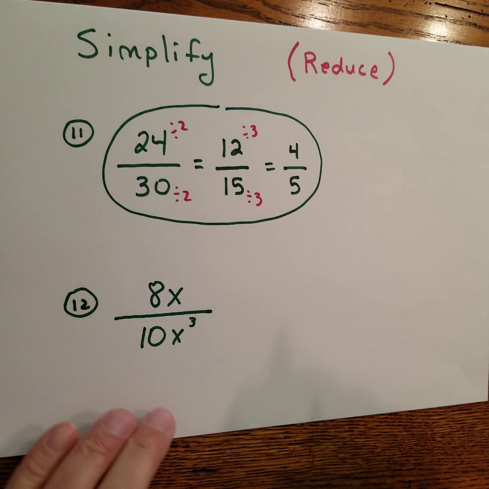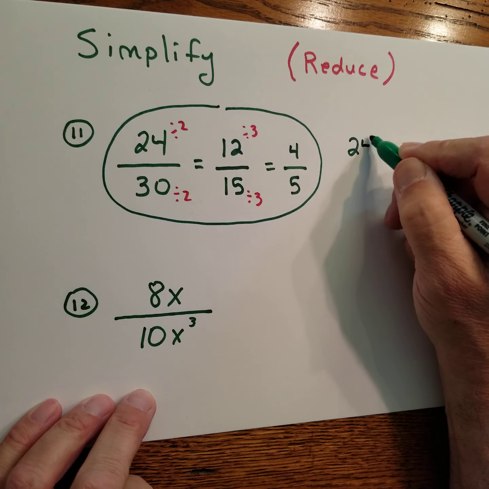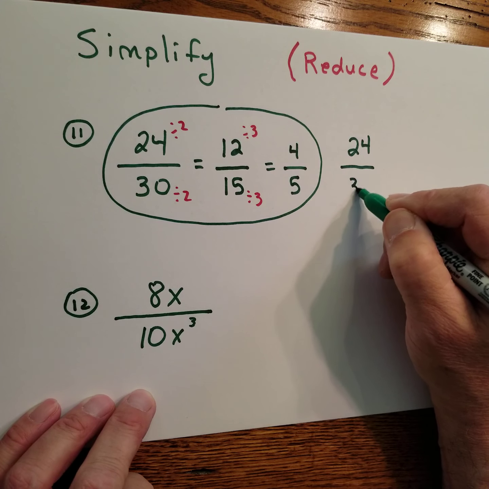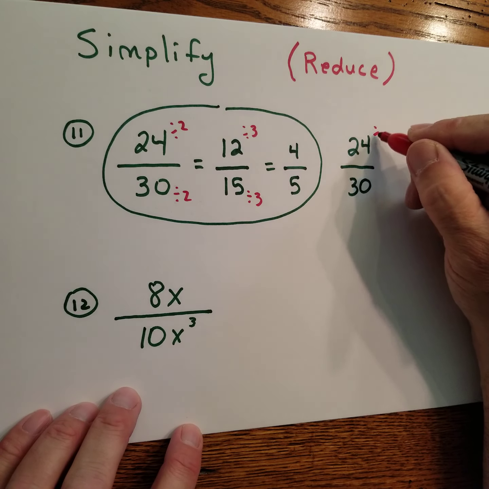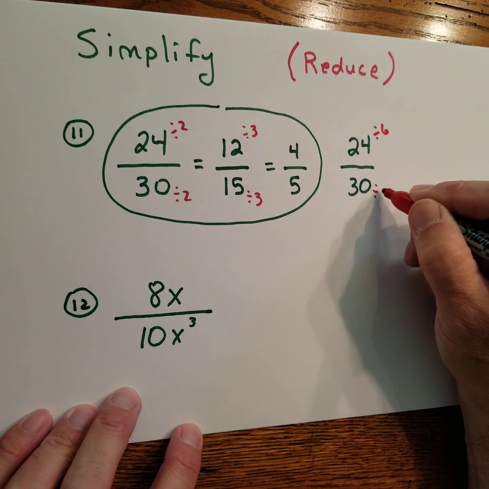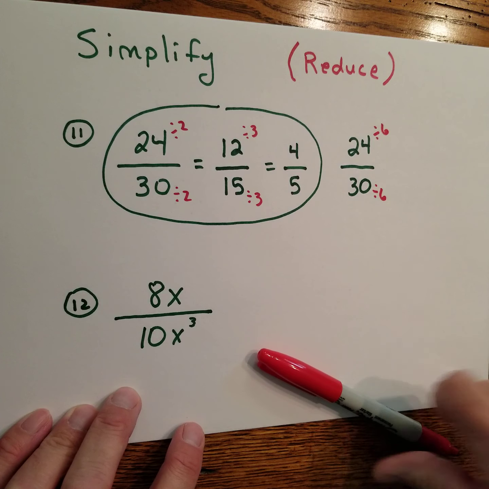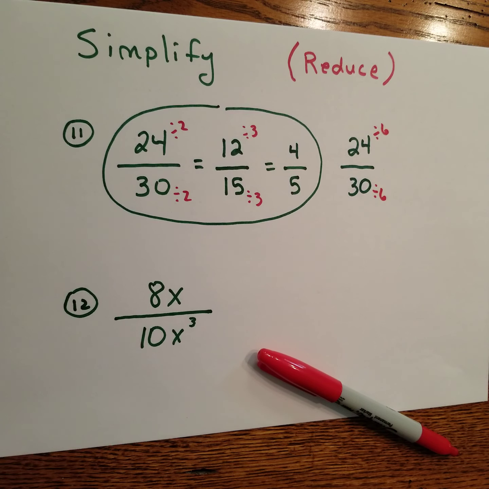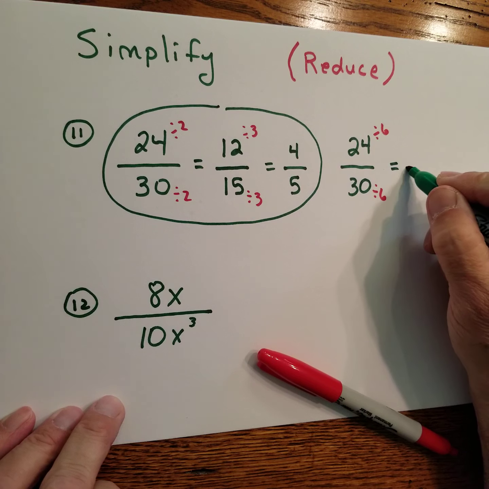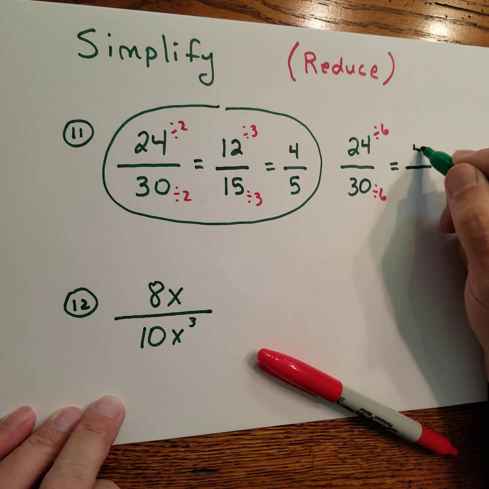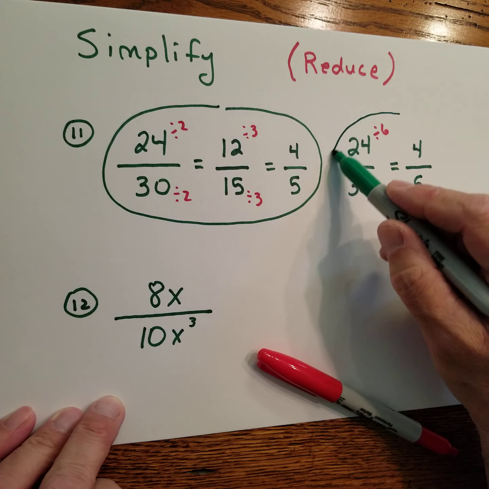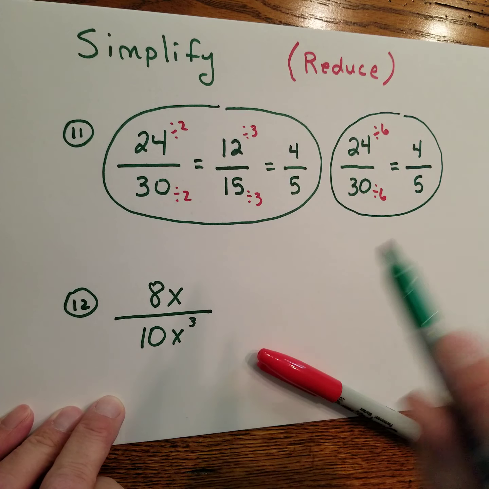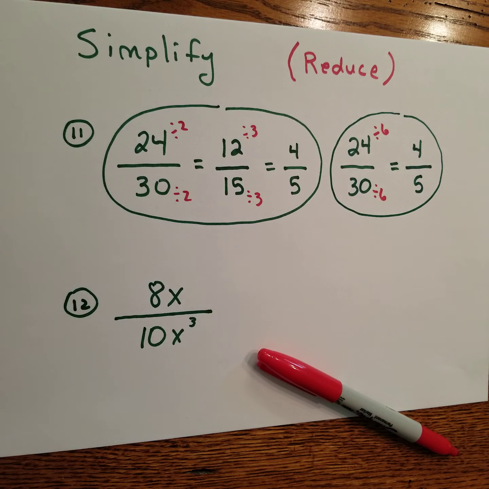Now you may say, hey, wait a minute, I think I can do the same problem, but faster. If you happen to notice that 24 and 30 are both divisible by 6, then you can reduce this problem in just one step. 24 divided by 6 is 4. 30 divided by 6 is 5. That's even quicker. I would give full credit to either answer.